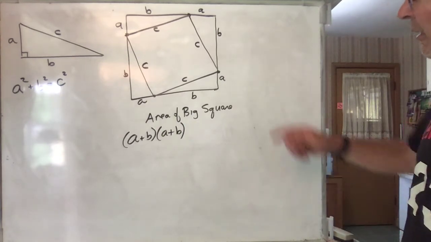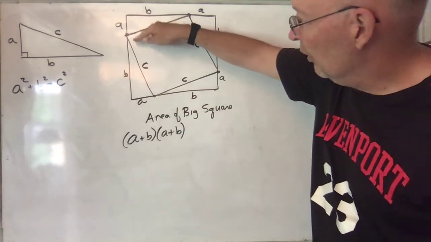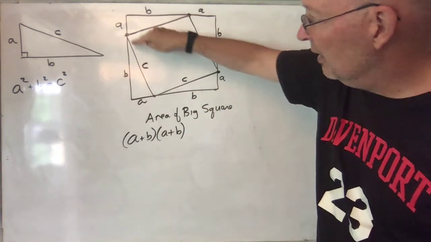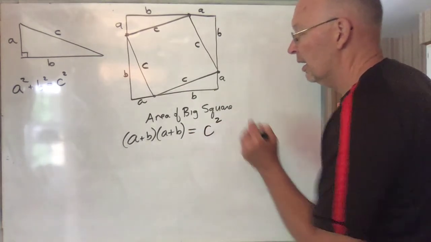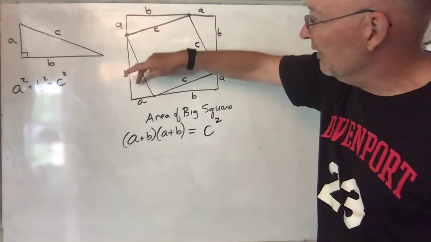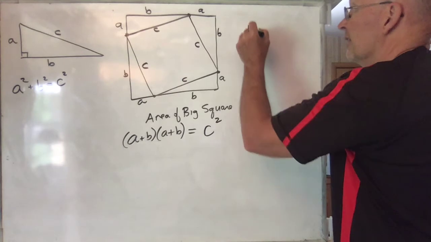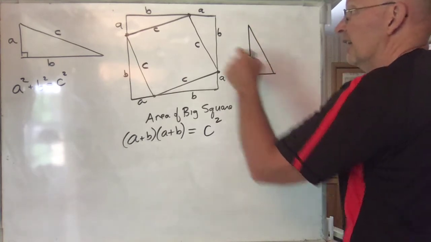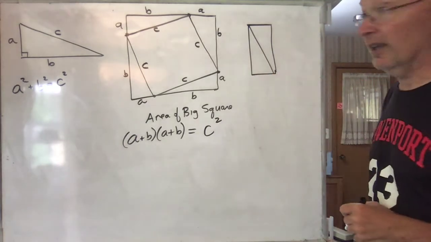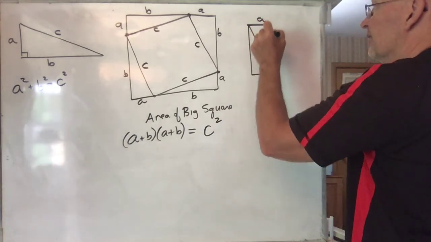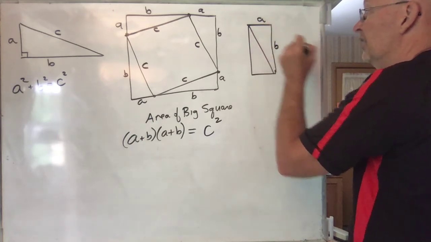Another way to get the area of the big square is by first taking the area of the small square inside, which would be what? C times C. C times C is C squared. And then you have to add on the area of these 4 triangles. Well, I can't remember what the area of a triangle is, but what I do know is that by taking 2 of these triangles and putting them together, I get myself a rectangle. And this rectangle has width A and length B.